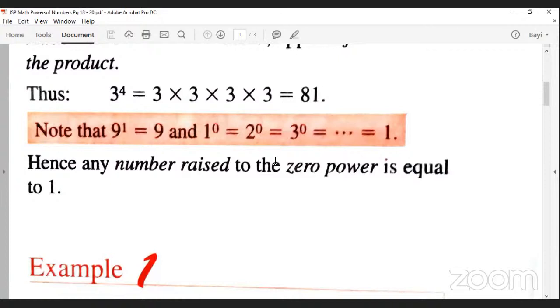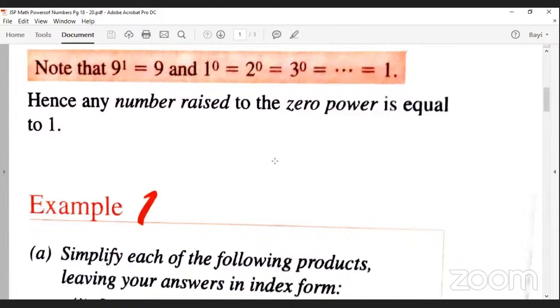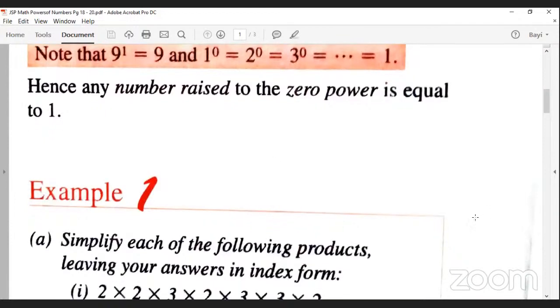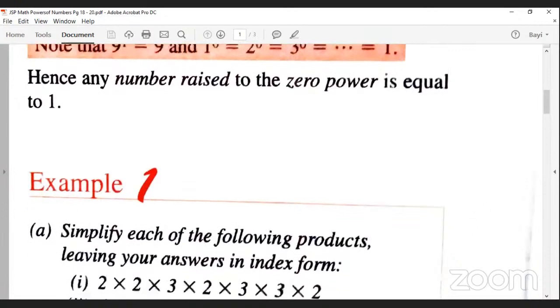If it is to the power 1, it will equal itself. So when it's to the power 1, it equals its own self. 10 to the power 1 is 10, 9 to the power 1 is 9, and 1 million to the power 1 is a million. All right, good. Let me read a little bit here. Hence any number raised to the 0 power is equal to 1.